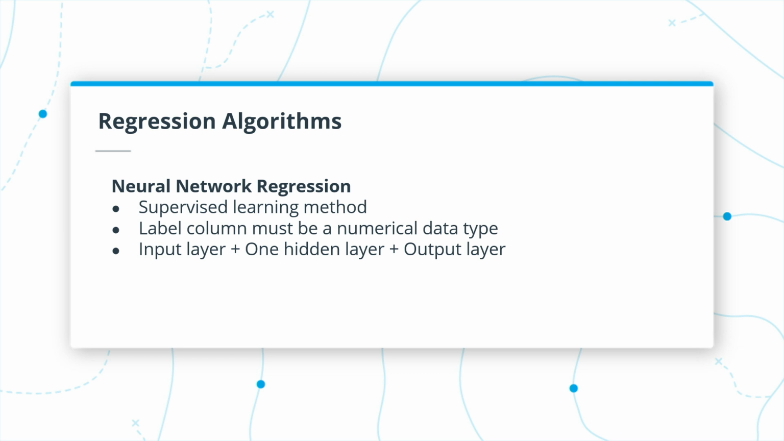A default architecture for the neural net is a fully connected neural network with an input layer, one hidden layer, and the output layer. The algorithm also supports the same hyperparameters like number of hidden nodes, learning rate, and the number of iterations that were discussed for the multi-class neural network algorithm.